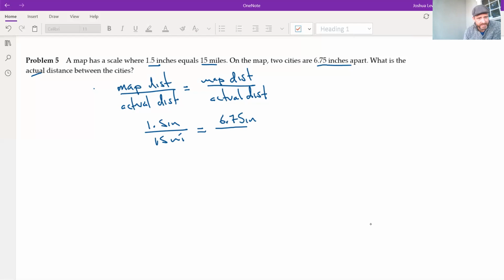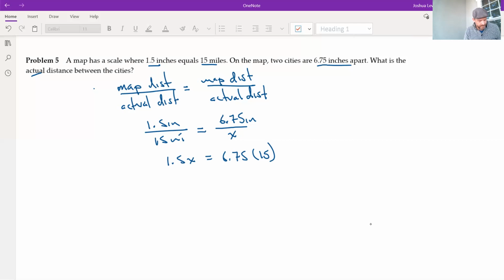What is the actual distance? That I don't know. Okay. So now I multiply. Cross multiply. 1.5 times x equals 6.75 times 15. And so you go ahead and do that.